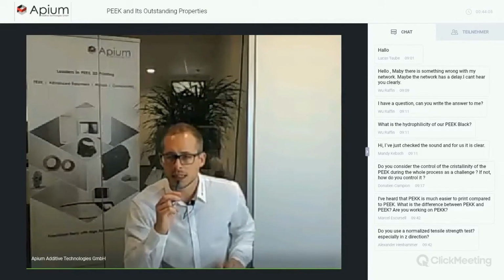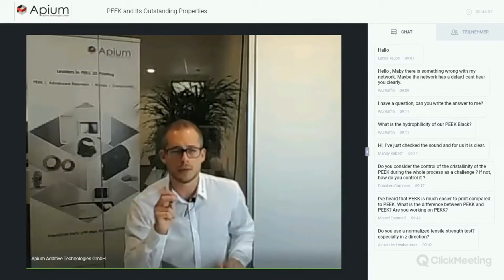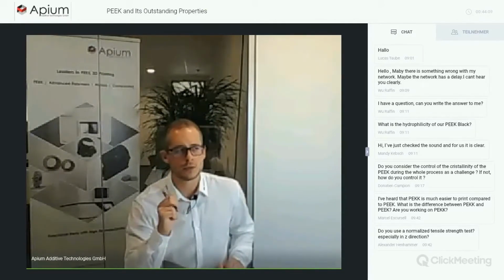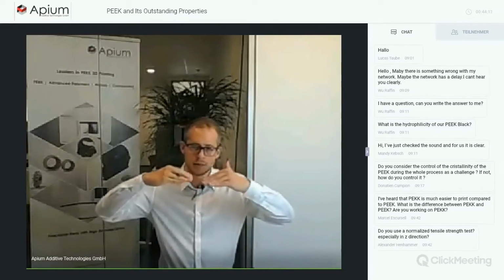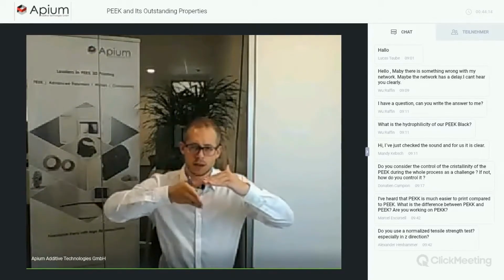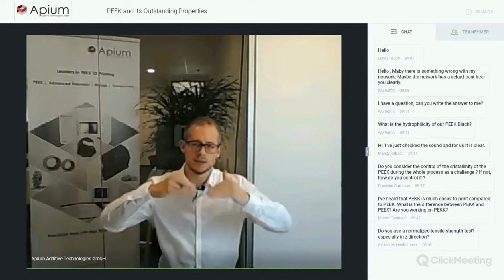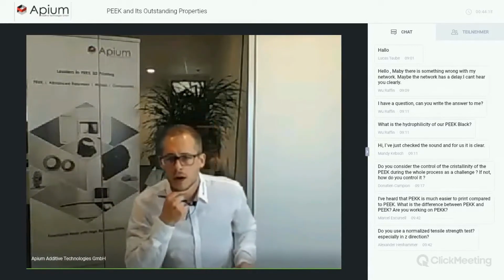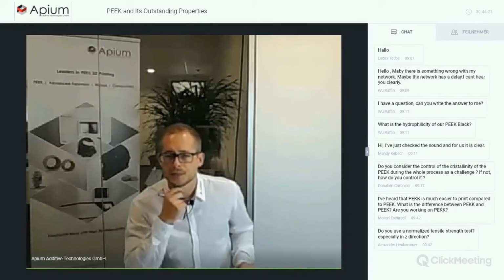What we are looking for now in the Z direction is in principle 3-point bending tests, because we think we can also stress the part on the layers themselves and also get a good feedback on the Z layer adhesion.